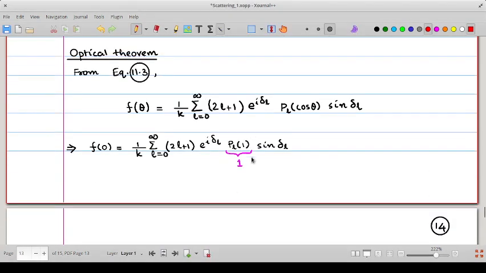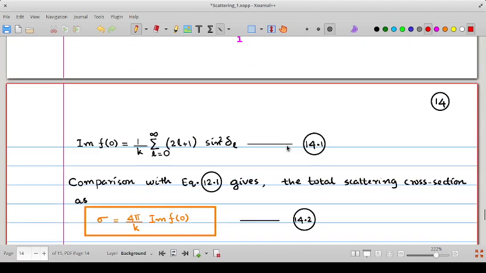We now consider the optical theorem. The expression for the scattering amplitude is given by this. And if we write theta equal to 0, we have cos theta equal to 1 and P_L of 1 is equal to 1. And therefore, f of 0 becomes 1 by k sum over L of 2L plus 1 e to the power i delta L sine delta L.